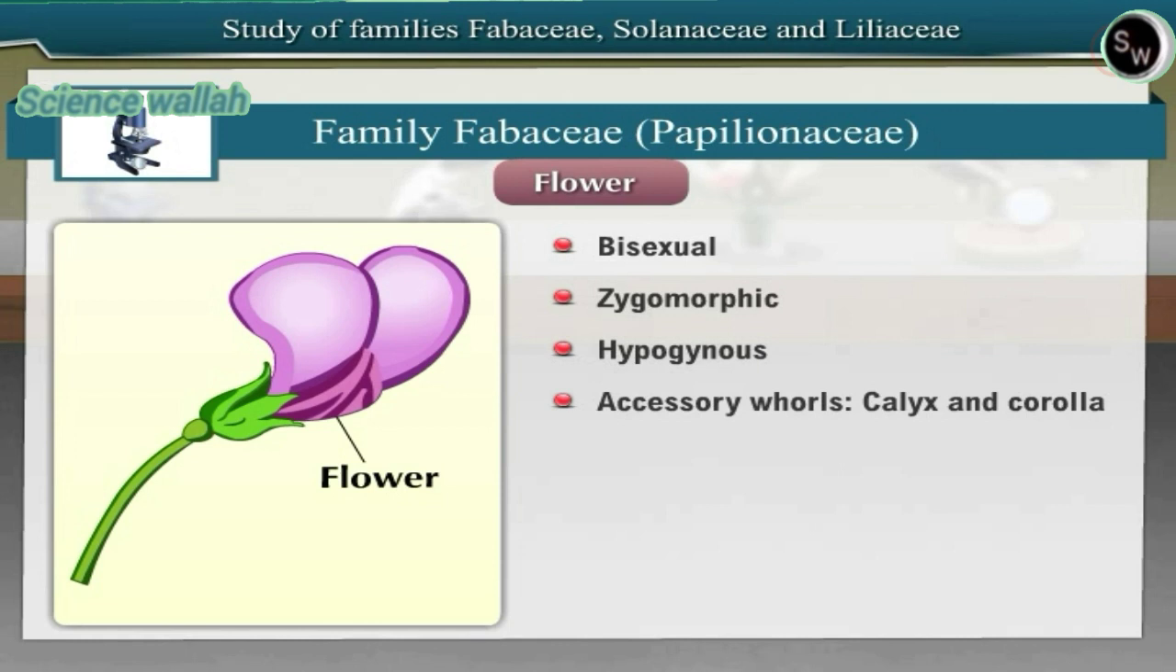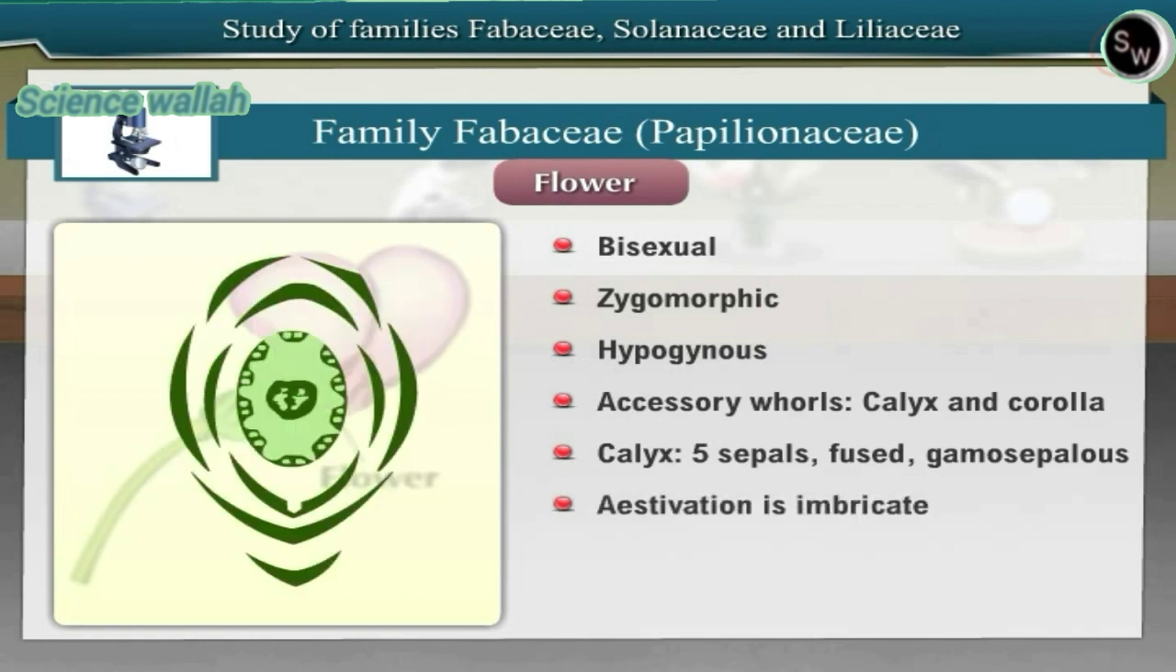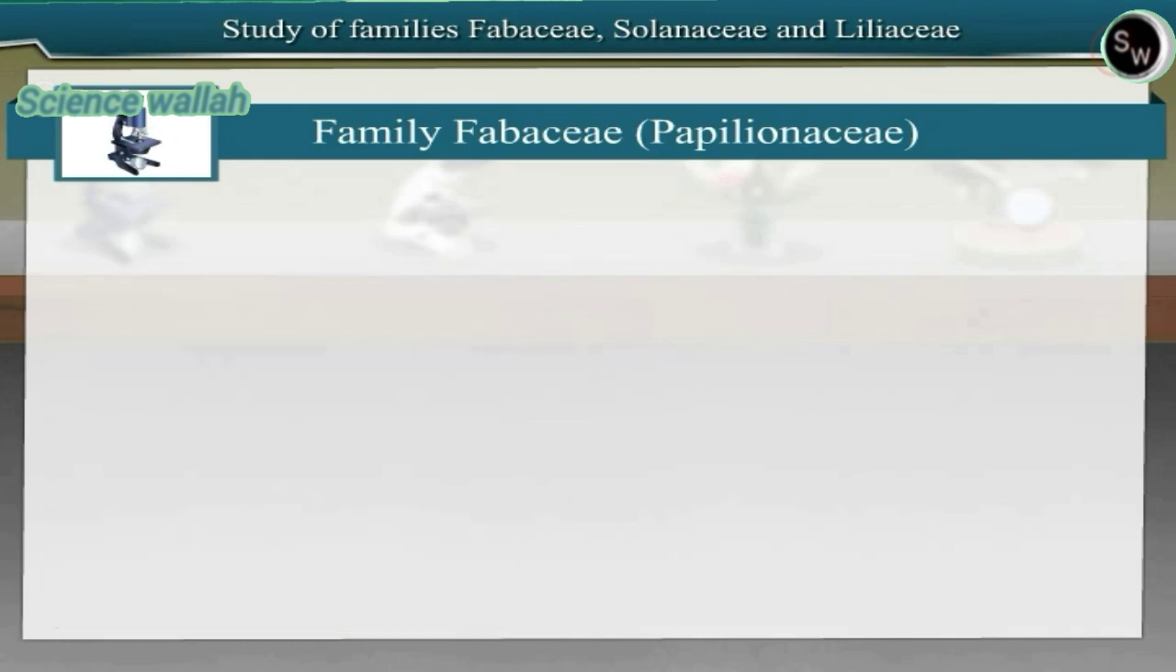The accessory whorls are calyx and corolla. The calyx is made up of 5 sepals which are fused. Hence, calyx is described as gamosepalous. The estivation is imbricate. That is, one of the sepals is internal and is overlapped at both margins, and one is external, that is, both of its margins overlap.